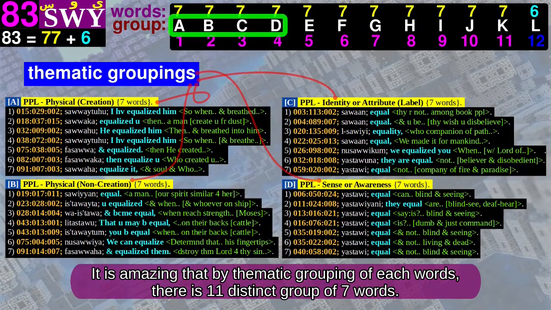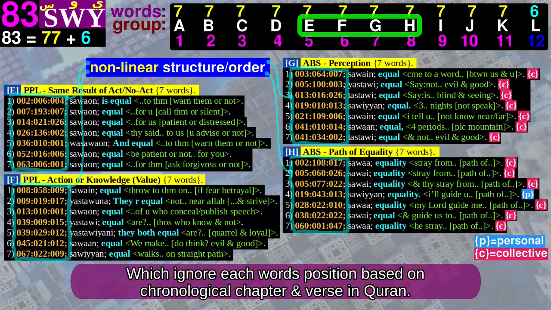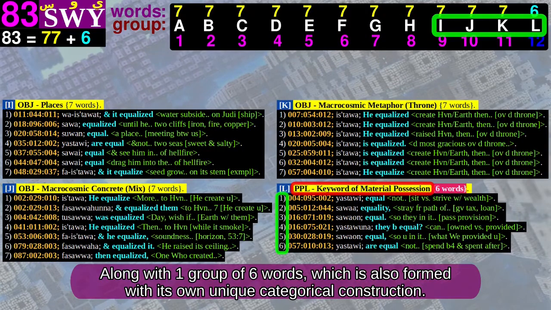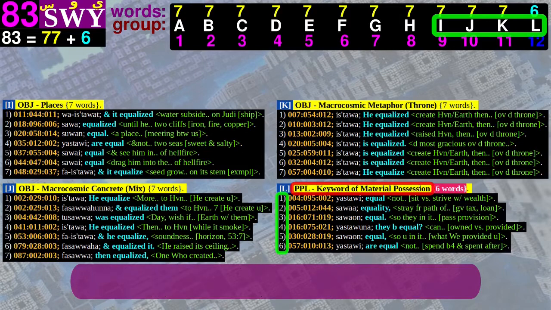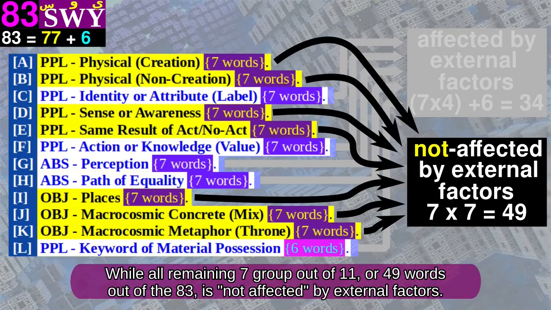It is amazing that by thematic grouping of each word, there are 11 distinct groups of 7 words, which ignore each word's position based on chronological chapter and verse in Quran, along with one group of 6 words, which is also formed with its own unique categorical construction. It's interesting that each word in 4 out of these 11 groups plus one group of 6 is all affected by external factors, while all remaining 7 groups out of 11, or 49 words out of the 83, is not affected by external factors.